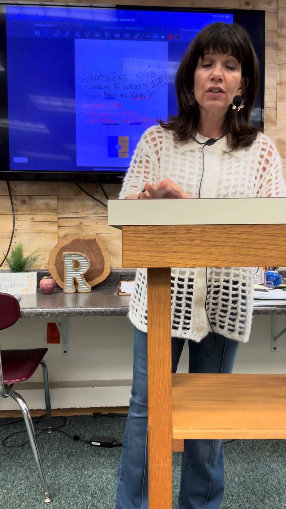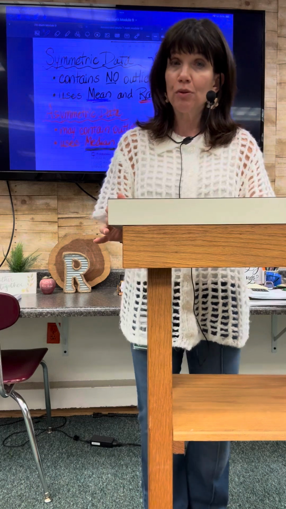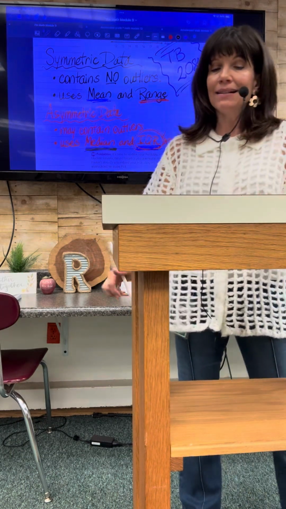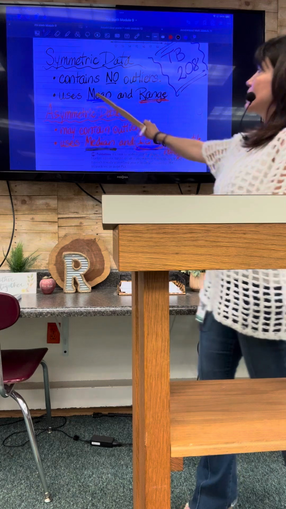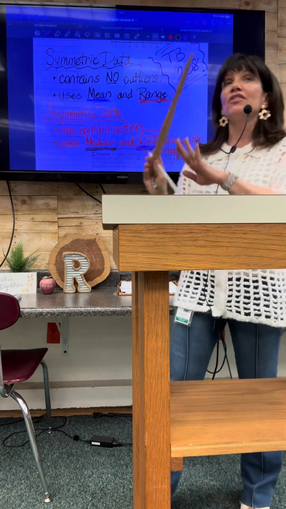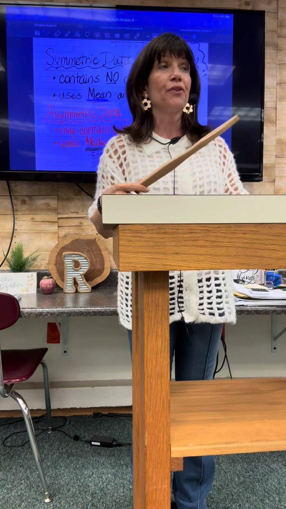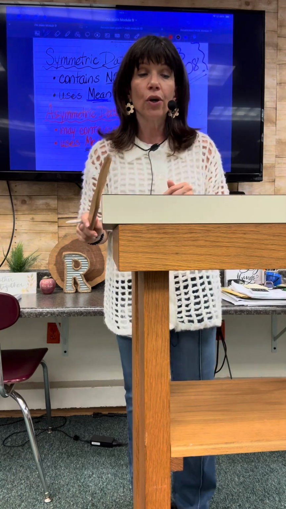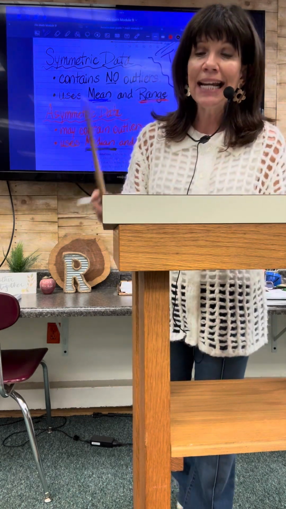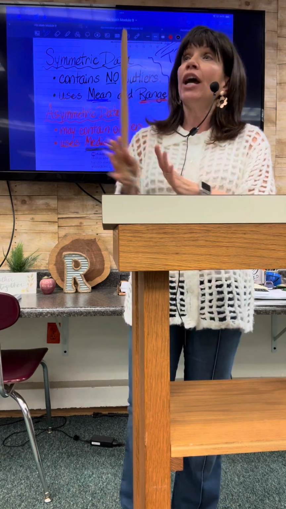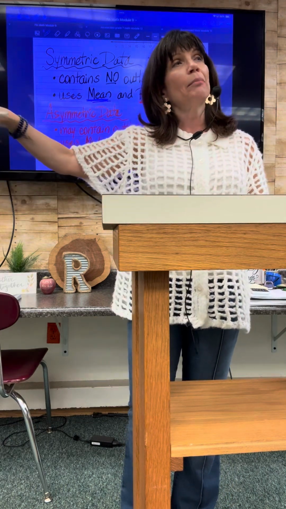I had my students write down this information just a moment ago. Guys, I need to grab my Apple Pencil. It says your symmetric data contains no outliers. That means not a single number is far, far away from all the other numbers. It also will use mean as your center amount, and it will use range as the difference between your lowest number and your highest number.